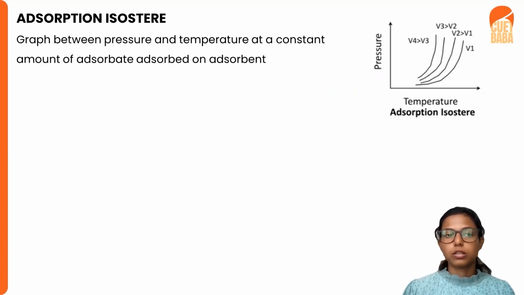Next, we are going to see adsorption isosteres. This is the graph drawn between the pressure and temperature at which the adsorption occurs, at a constant mass of adsorbate adsorbed on the adsorbent surface. Here, what we are keeping constant is the amount of adsorbate adsorbed. So the graphs are drawn at different volumes of gas adsorbed on the solid surface: V1, V2, V3 and V4. Here V4 is greater than V3, V3 is greater than V2, and V2 is greater than V1, the lowest. The temperature versus pressure graph is drawn here. Such graphs are called adsorption isosteres.